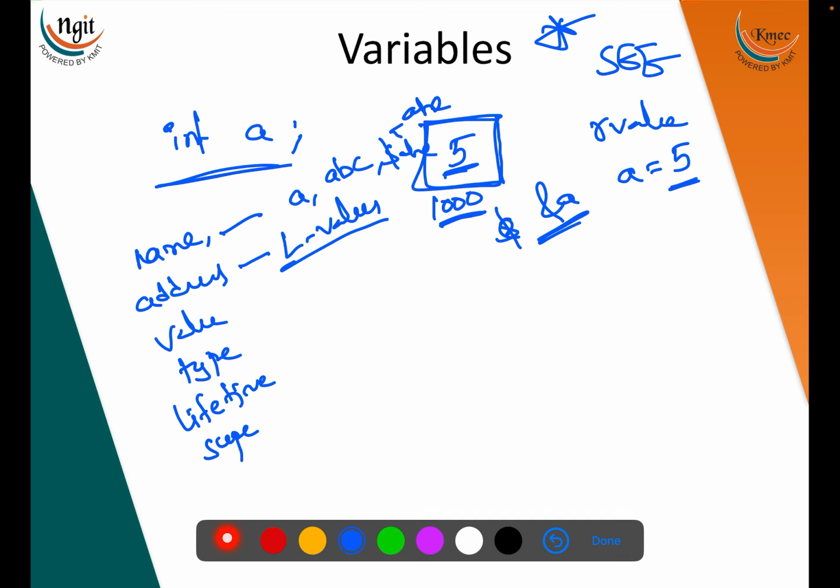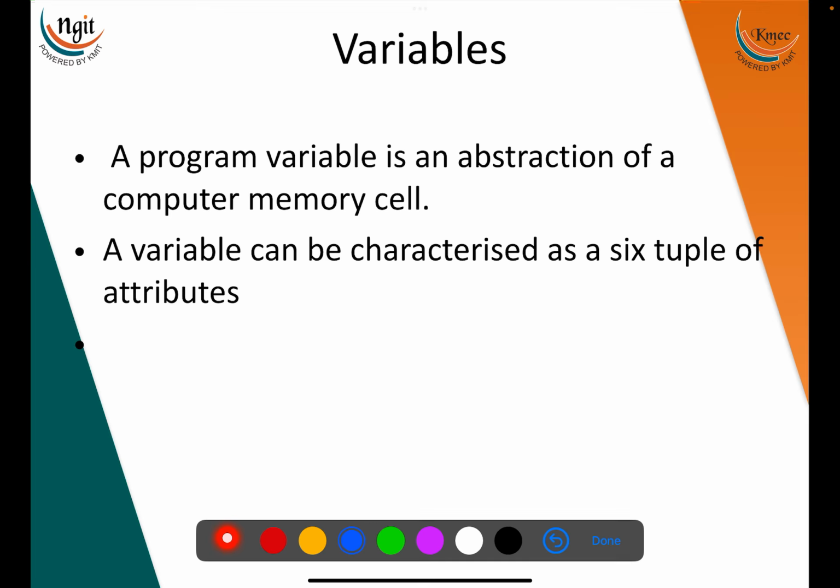Now coming to lifetime and scope, these are two things you can understand with the concept of different types of variables. But still I'll tell you what scope and lifetime are. Scope is the area where the variable is getting initialized. Lifetime is the time period till which you can use that variable in the program. So these are the 6-tuple attributes.